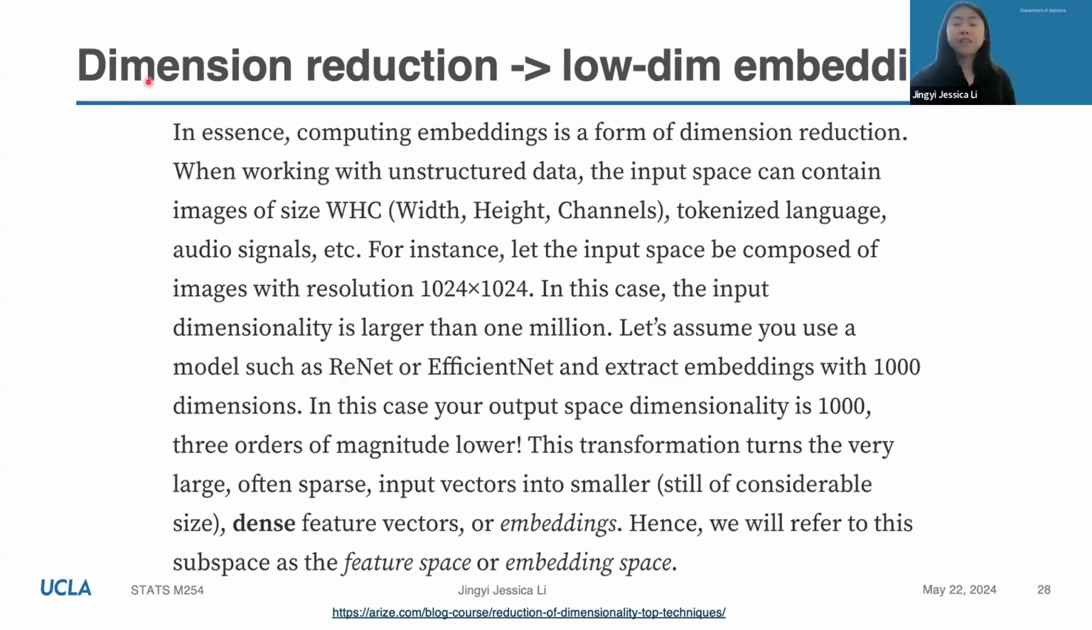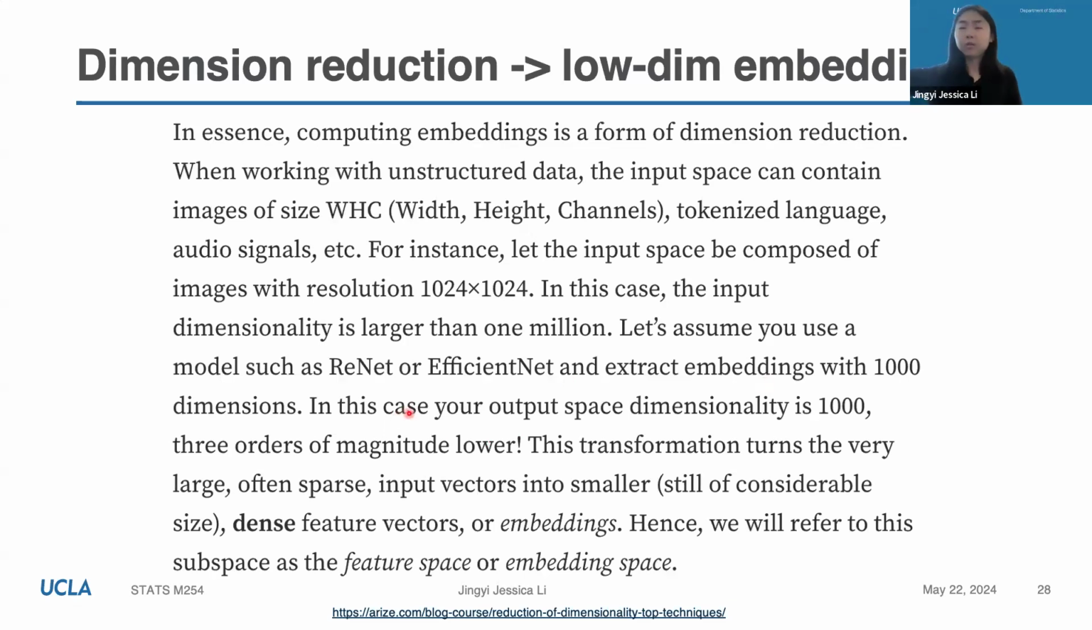In essence, computing embeddings is a form of dimension reduction. When working with unstructured data, like the traffic signs, the input space can contain images of size width, height, channels, or tokenized language. This is actually what's behind the large language model, the tokens, audio signals, etc. For instance, let the input space be composed of images with resolution 1024 by 1024. In this case, the input dimensionality is larger than 1 million. Let's assume you use a model such as ResNet or EfficientNet and extract embeddings with 1,000 dimensions.